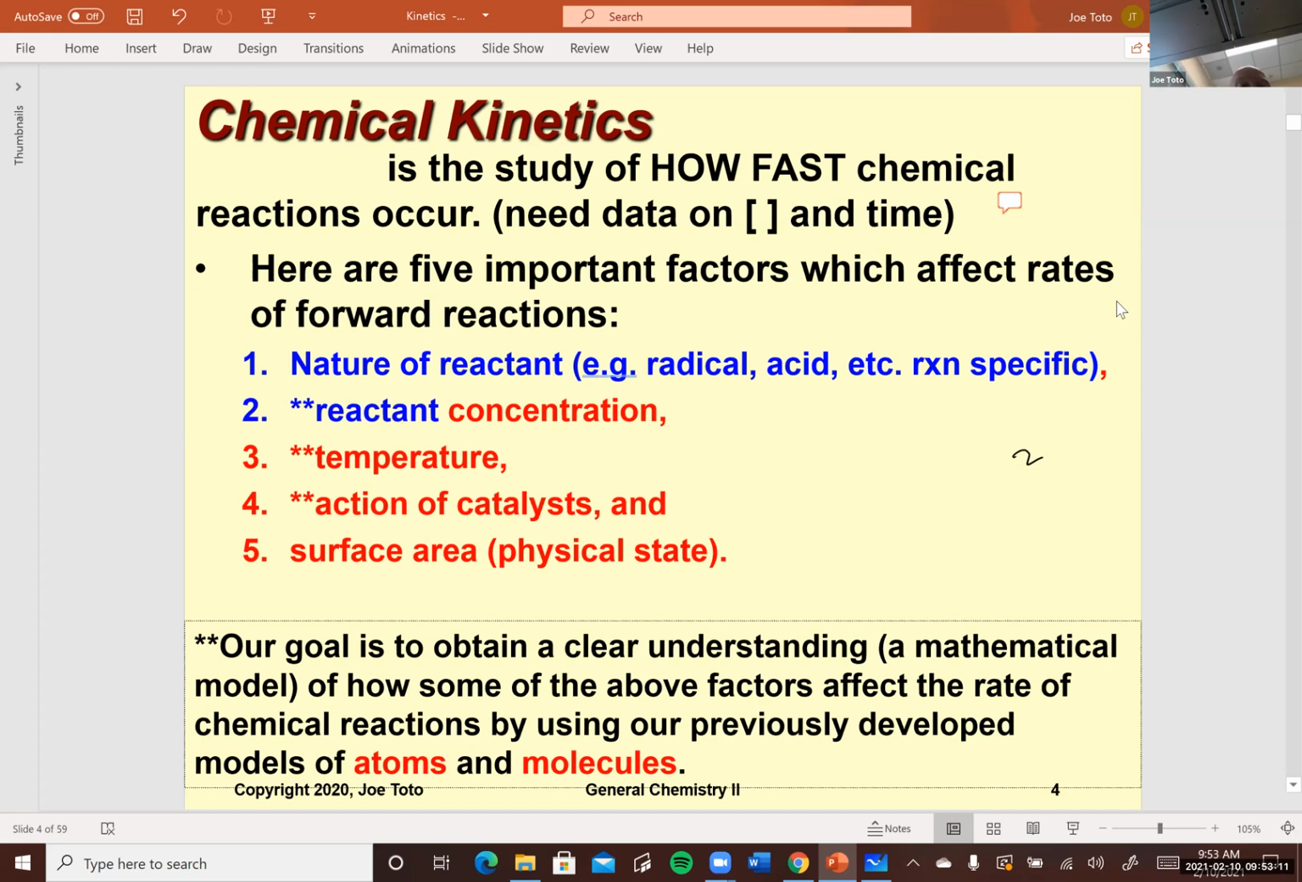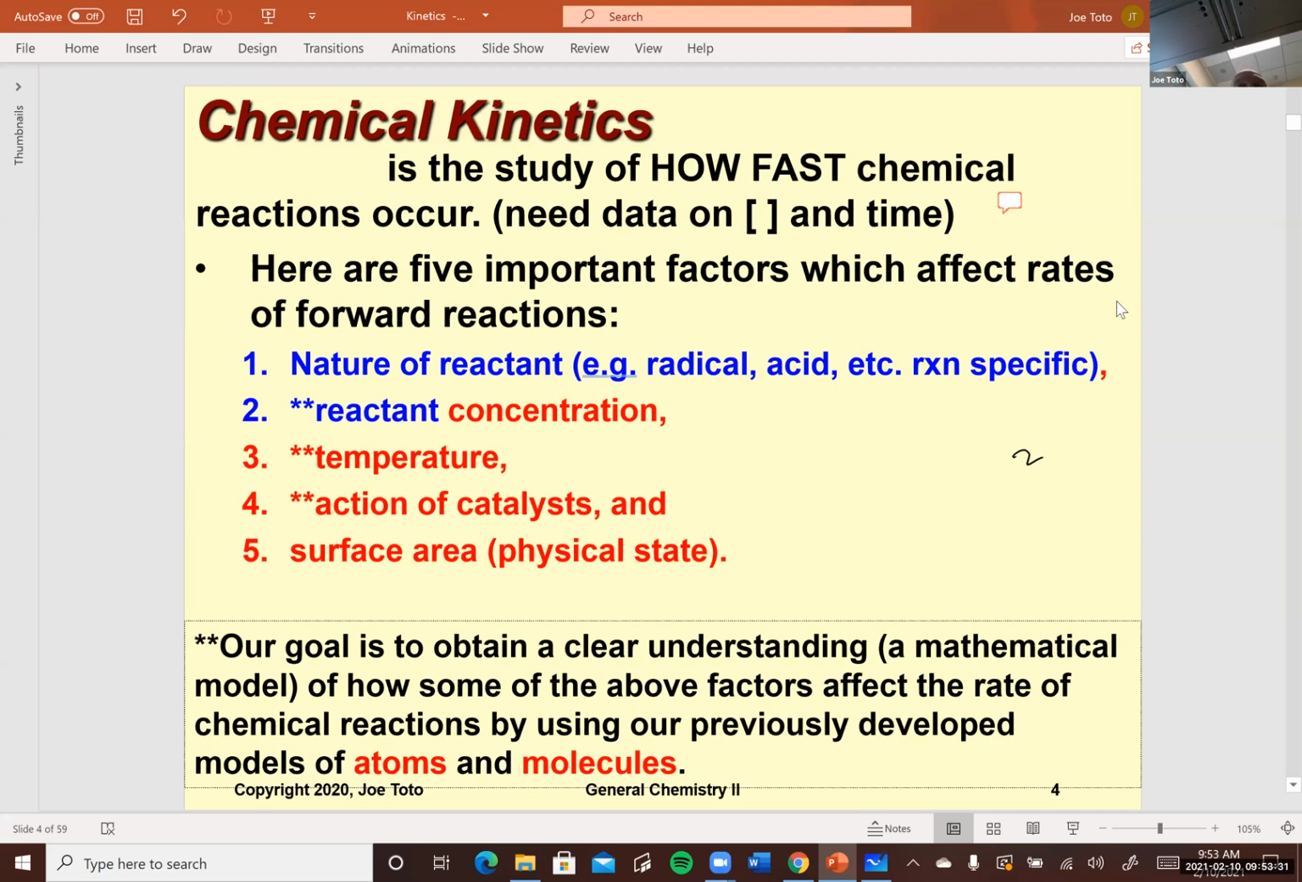So we said, well, geez, it really matters. Number one, the nature of the reactant. If it's a radical reaction, that's going to happen very fast. If it's an acid-base reaction, probably not as much. If it's a combustion reaction, probably fast. So the nature, of course, of the reactants is going to come into play.